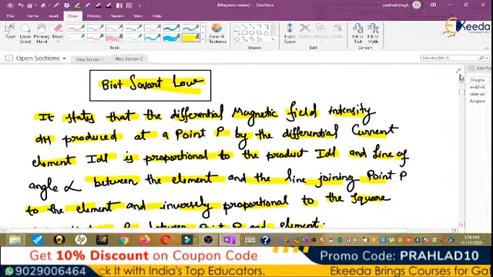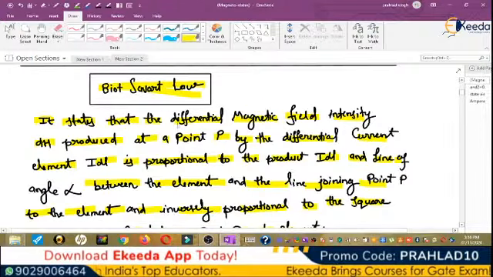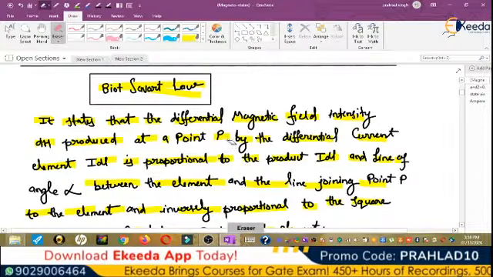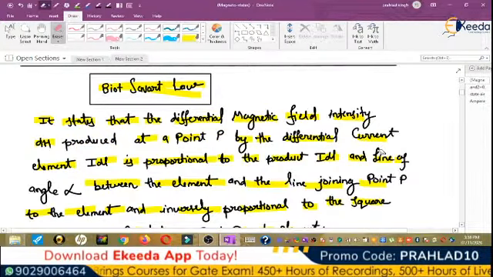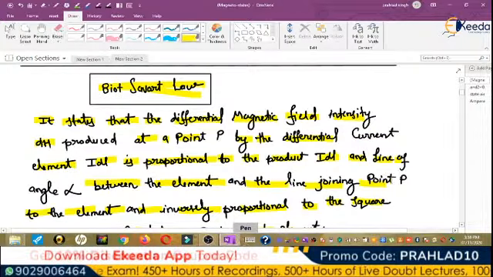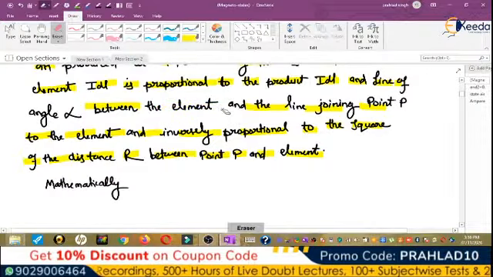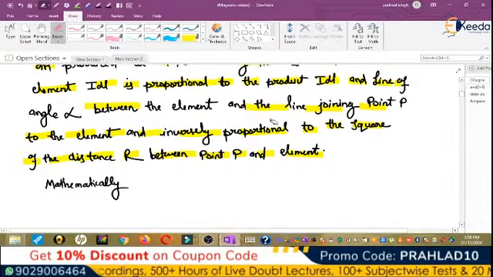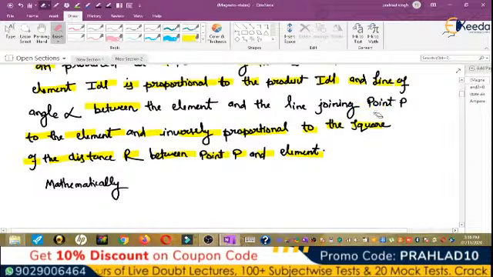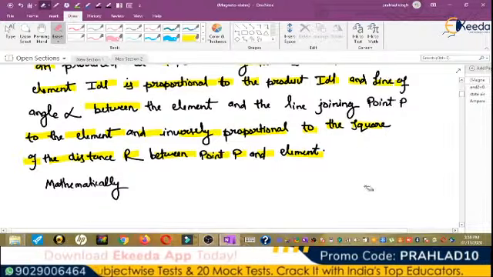Biot-Savart law. Let me study the Biot-Savart law. It states that the differential magnetic field intensity dH produced at a point P by the differential current element I dl is proportional to the product of I dl and the sine of the angle alpha between the element and the line joining point P to the element, and it is inversely proportional to the square of the distance r between point P and the element.